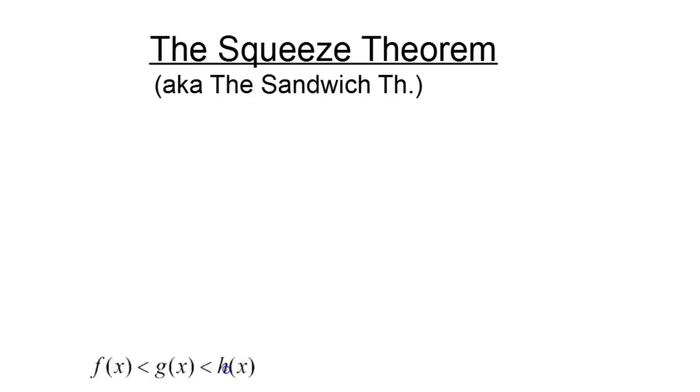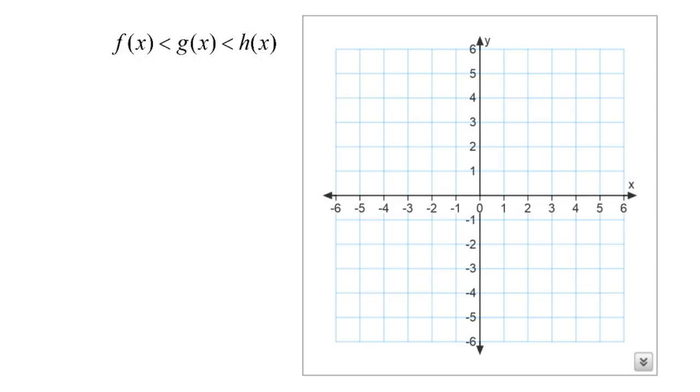with this inequality. Folks, this says I'm given three functions, f of x, g of x, and h of x. And the value of g of x is always between f of x and h of x. Now, what does that mean graphically? Well, it basically says this.